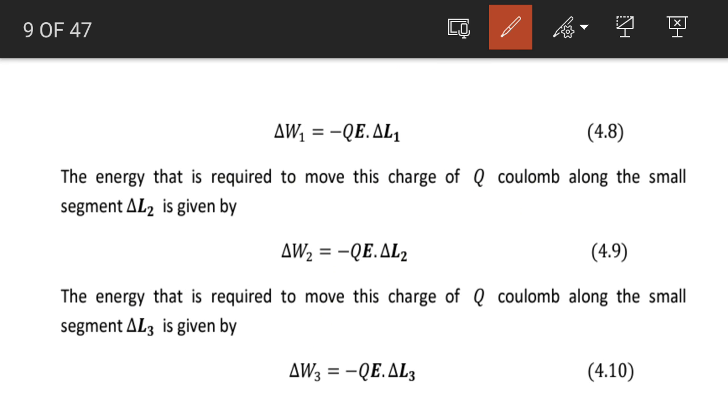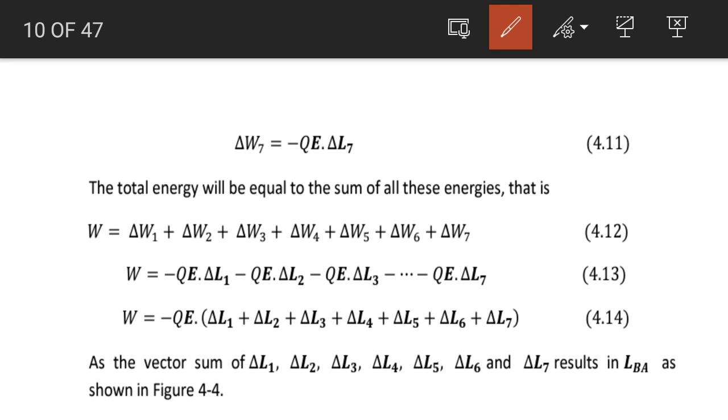So the amount of energy which is required to move this charge of Q coulomb along the first segment of the given path will be equal to minus Q E dot delta L1. Similarly, the energy along the second segment will be equal to minus Q E dot delta L2. The energy along the third segment will be equal to minus QE dot delta L3, and so on. The energy along the final segment will be equal to minus QE dot delta L7.